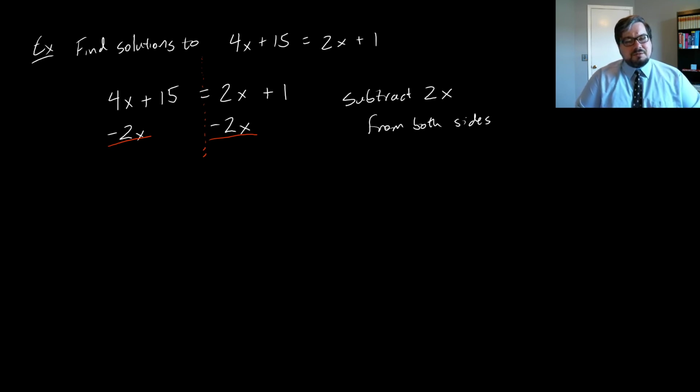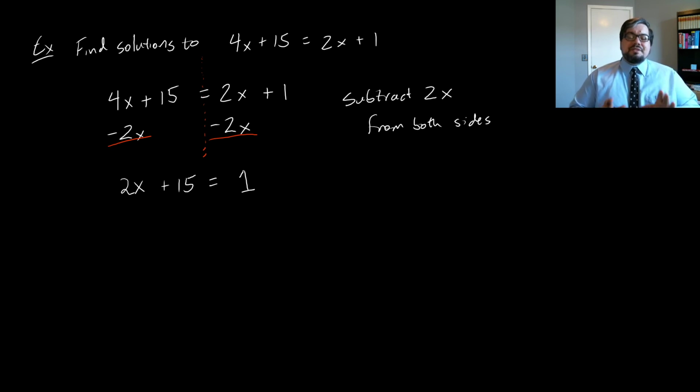We've got 4x plus 15 minus 2x. Now 4x and 2x are like terms, so they can combine. And 4x minus 2x will have an x in it, and to get the coefficient, we take 4 minus the 2 to get 2. So 4x minus 2x is 2x. Nothing changed about the 15. And on the right-hand side of this equation, we have 2x minus 2x. Well, that's just 0, and so we don't have to write that term at all. We've got 0 plus 1 is 1.